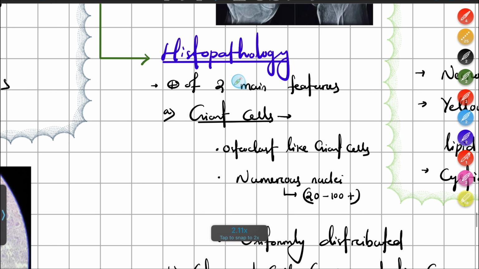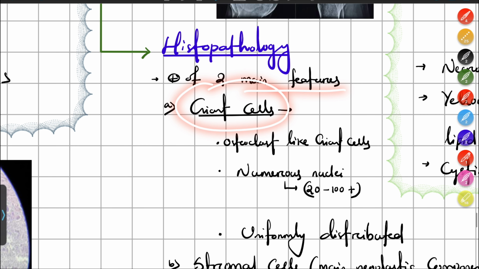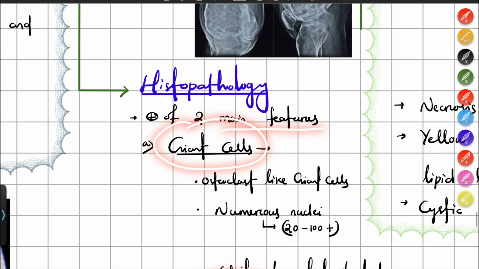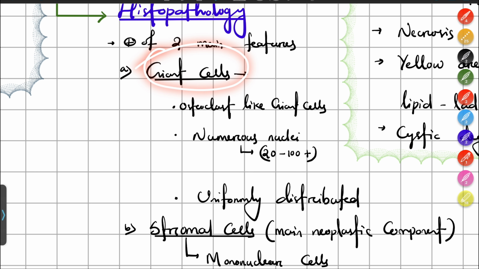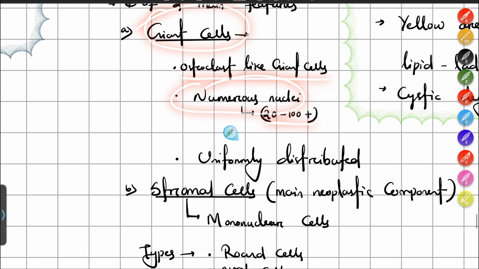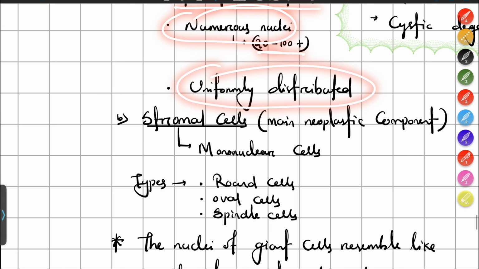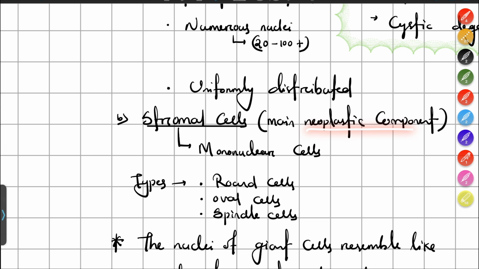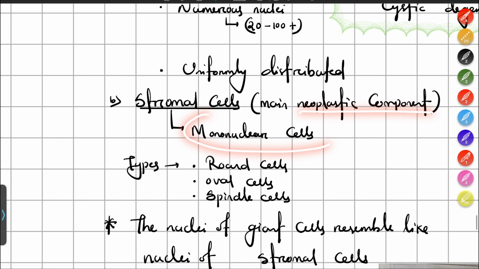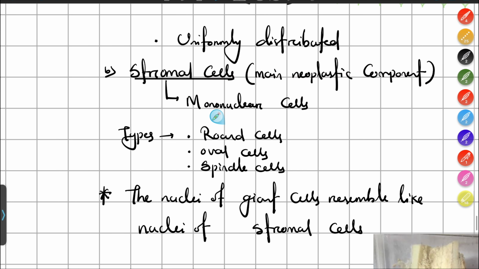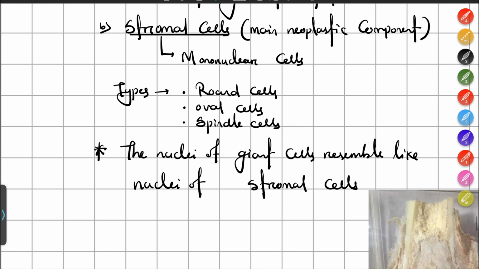There is presence of two main features. One is giant cells, another is stromal cells. Giant cells are osteoclast-like giant cells with numerous nuclei of 20 to 100. These are uniformly distributed. The stromal cells are the main neoplastic component. These are mononuclear cells. These may be round, oval, and spindle-shaped. The nuclei of giant cells resemble the nuclei of stromal cells.